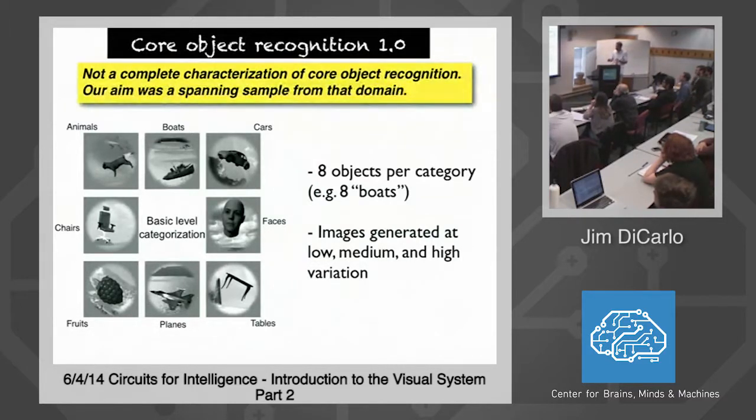I mentioned we're going to sample a bunch of tasks and expand it. We did what would be referred to as basic level categorization first, so we had 8 categories here, and 8 objects per category, and we would generate these images at low, medium, and high variation. What that means is those other latent parameters would be restricted to a low range, medium range, or high range. I'll give you a sense of those images here.